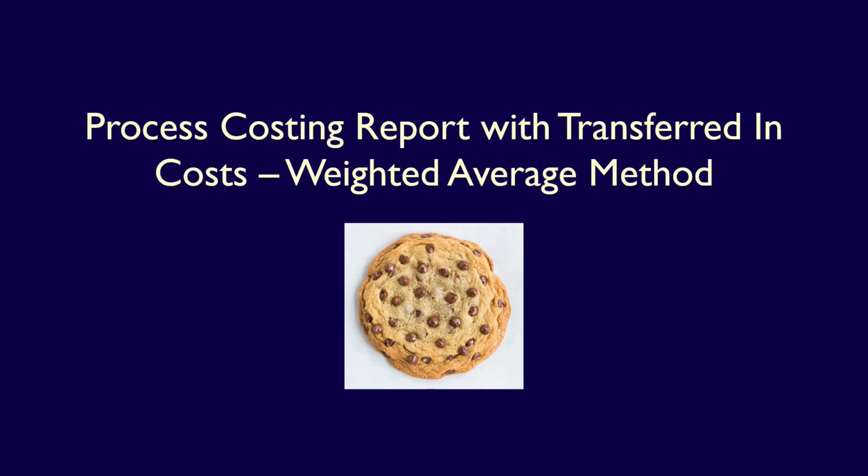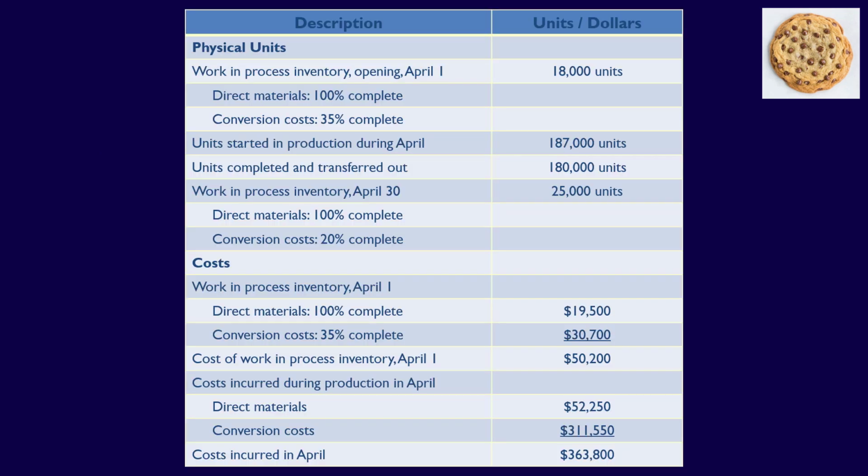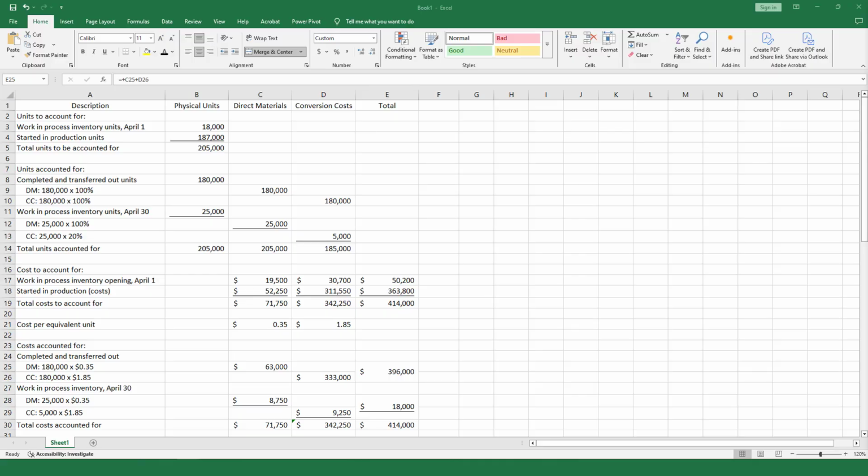We're going to continue our example of a process costing report using the weighted average method, but this time with transferred in costs. In my last video, we dealt with Cookies Inc., which manufactures chocolate chip cookies, and we focused on the first department, which was mixing. Using the information available from the question, we developed a process costing report for the mixing department.